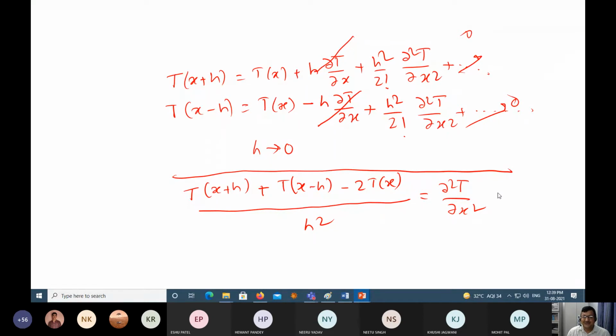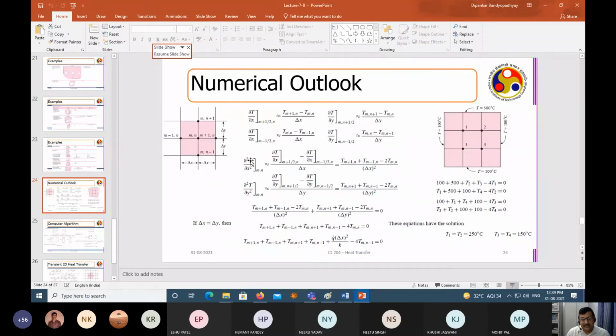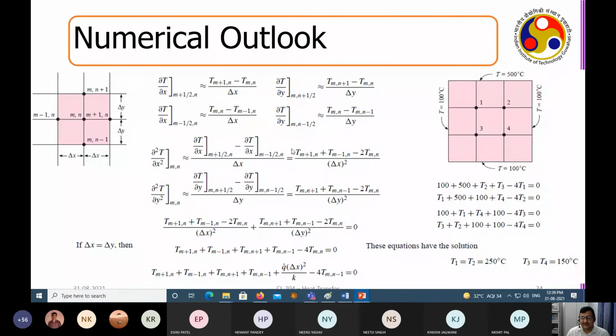Right? So I just did a simple Taylor series expansion of t of x plus h, again t of x minus h, and I have obtained this. This is true for what condition? There are two conditions. One is h tends to 0 and second is t has to be continuous. Right? Exactly, you see that the same thing has been done here, in a bit different way, so that it becomes very easy for you to understand.